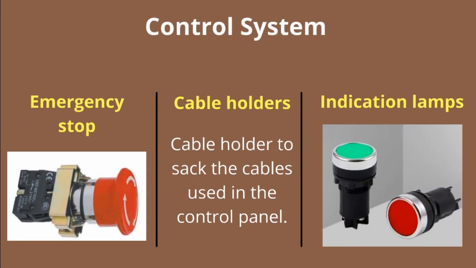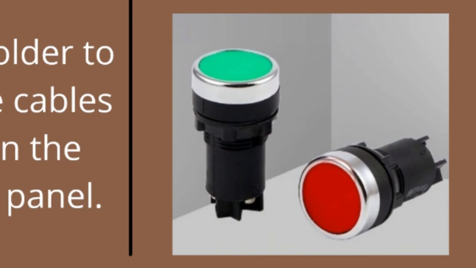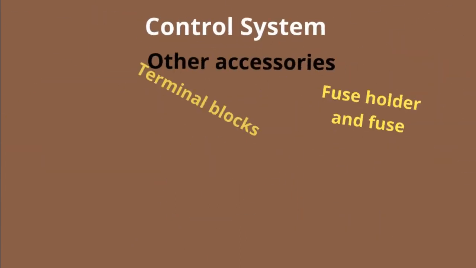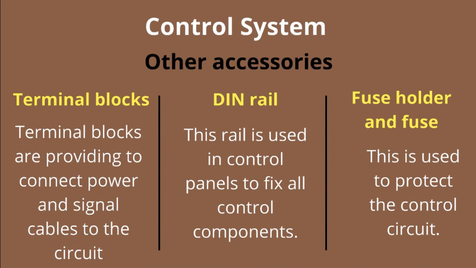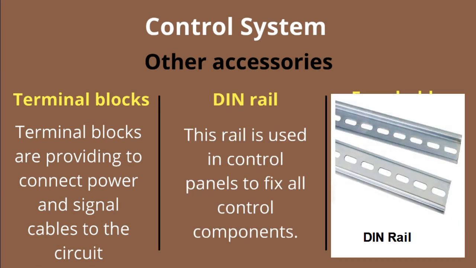Cable holders. Cable holders are used to hold the cables in the control panel. Indication lamps. Indication lamps are used to provide status information about functions. Terminal blocks. Terminal blocks are provided to connect power and signal cables to the circuit. DIN rail. This rail is used in control panels to fix all control components.